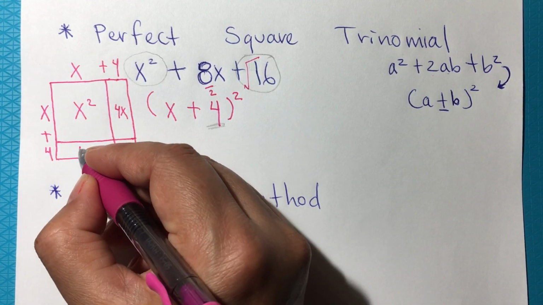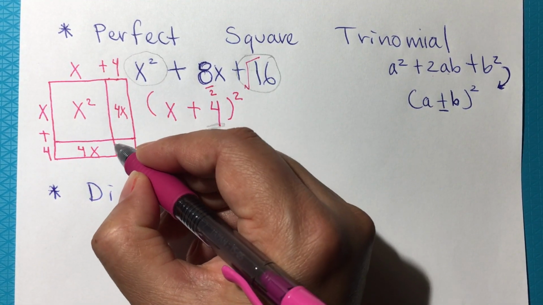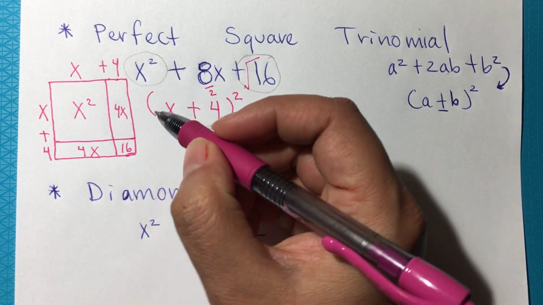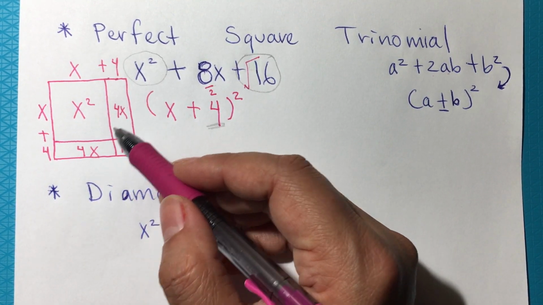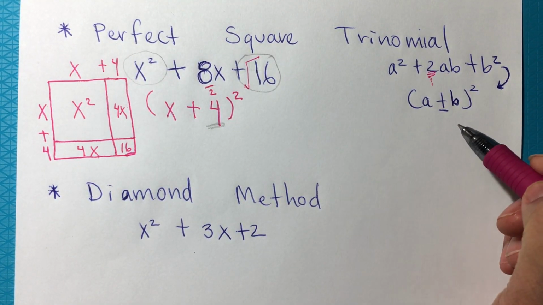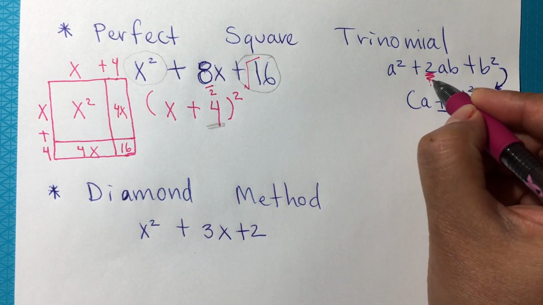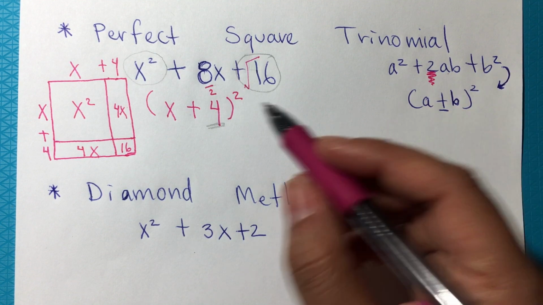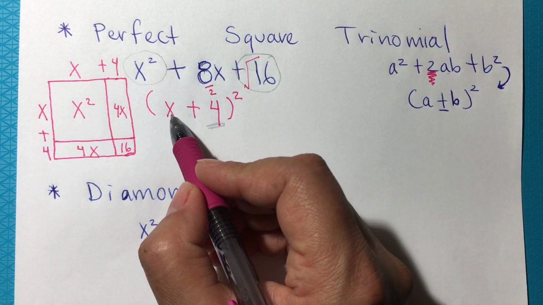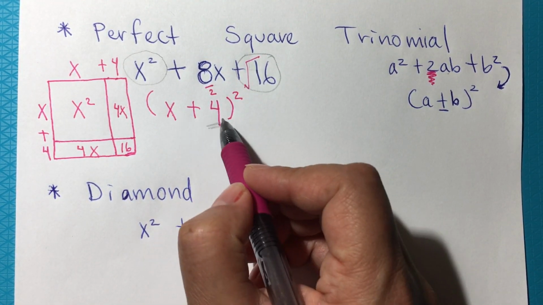4 times x is 4x. And this one is 4 times 4, which is 16. These two are the 8x. That's why you always multiply 2 times a times b. 2, this times this. This is a and this is b.